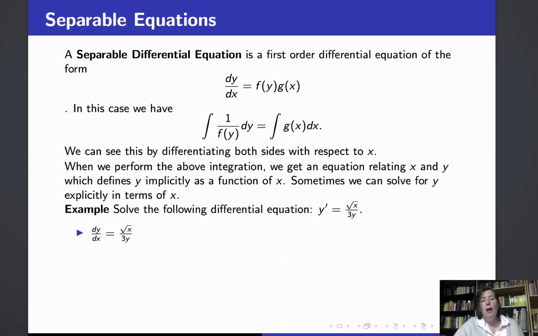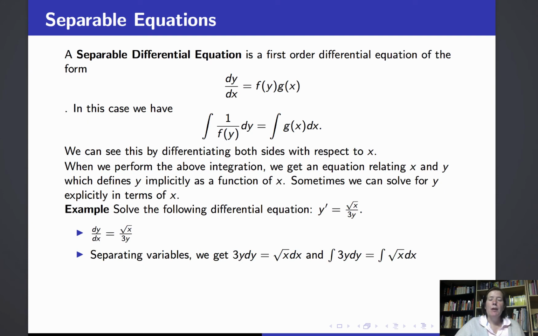Suppose we want to solve the following differential equation: dy/dx is the square root of x over 3y. Well, let's separate the variables. We multiply across by the 3y and we get 3y dy is equal to the square root of x dx, and integrating both sides we get the integral of 3y dy is the integral of the square root of x dx. And these are pretty easy to integrate.